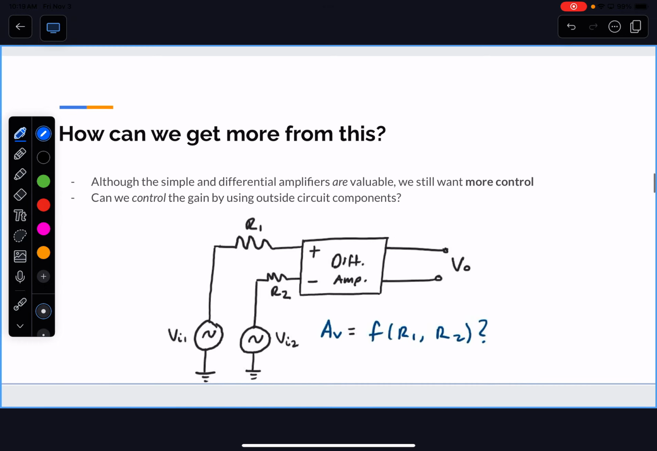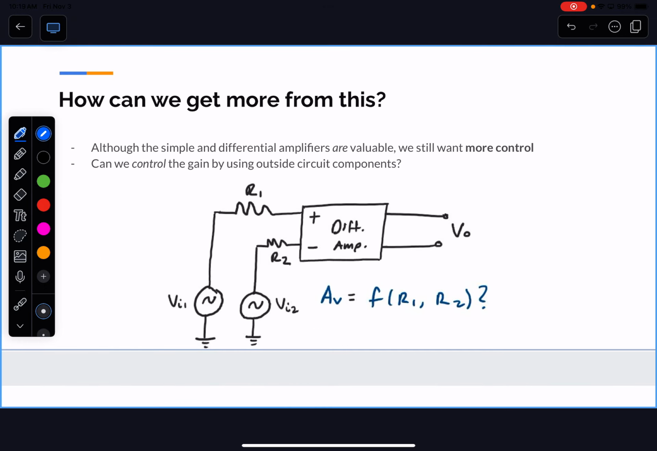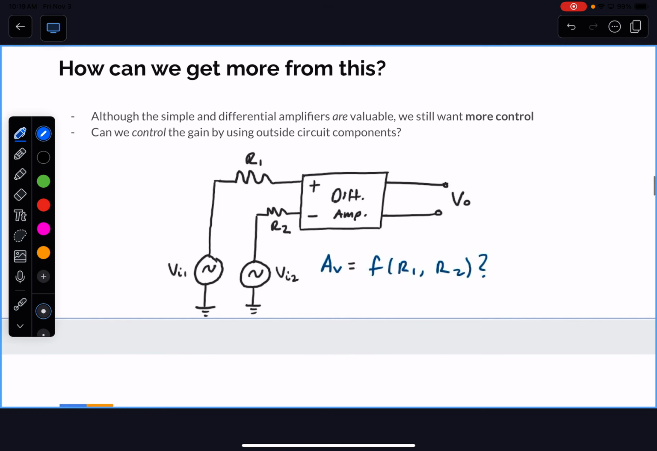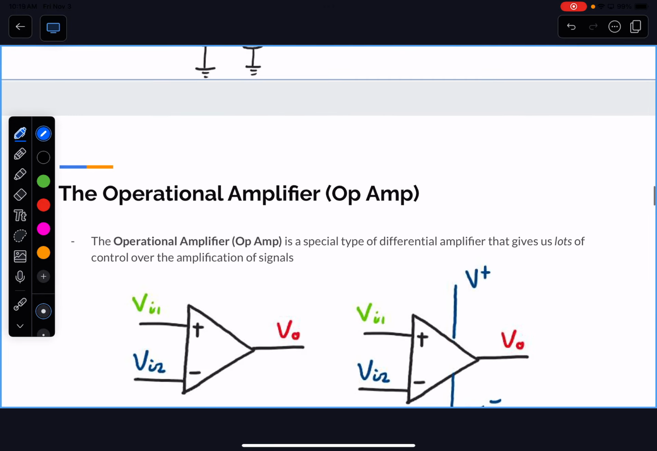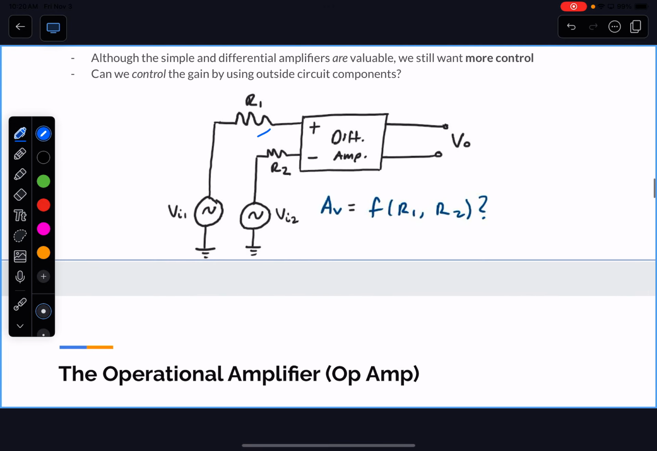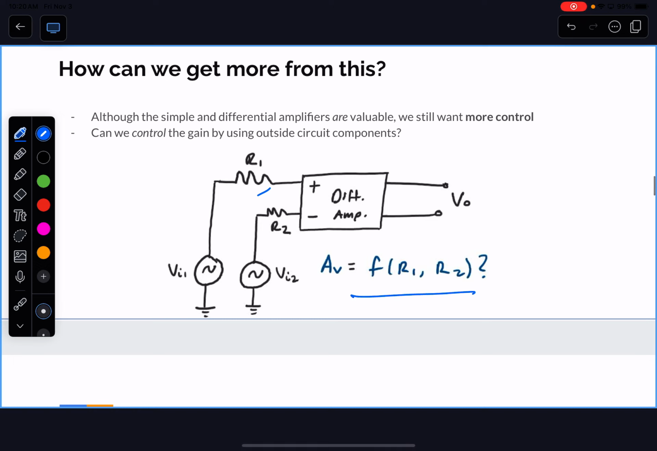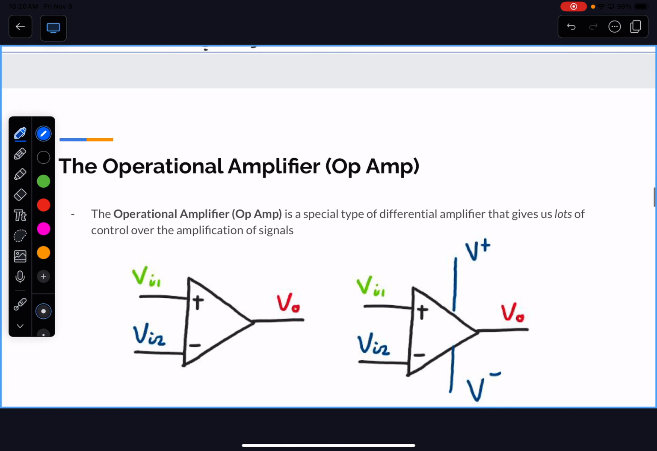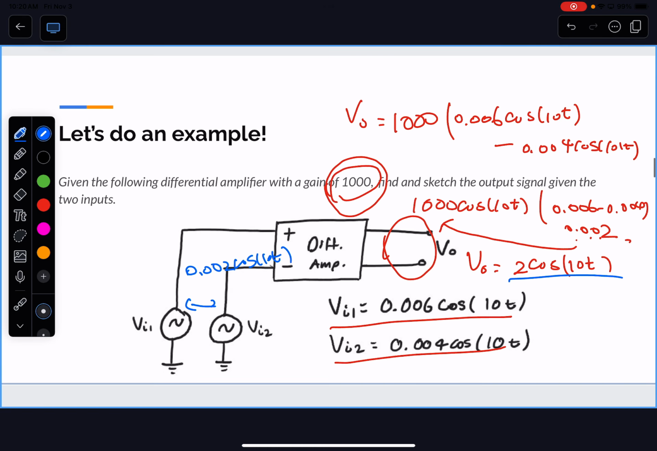So how can we get more out of it? If we can control the gain by using some sort of circuit components. So if you put an R1 here, put an R2 here, you can have a sort of different output if you take the differential differences and then they have different grounds. But we'll look into that in the following slides. So any question with this so far? How the amplification is calculated?